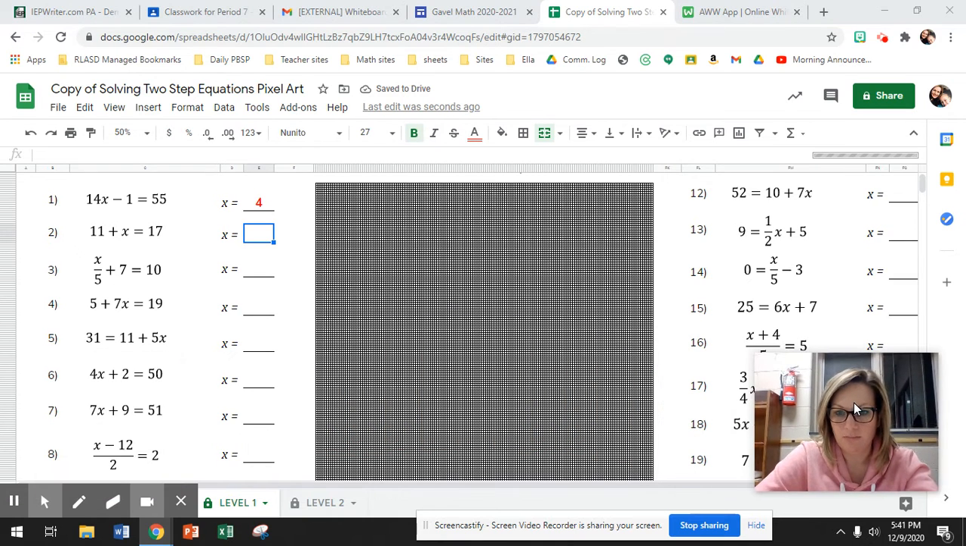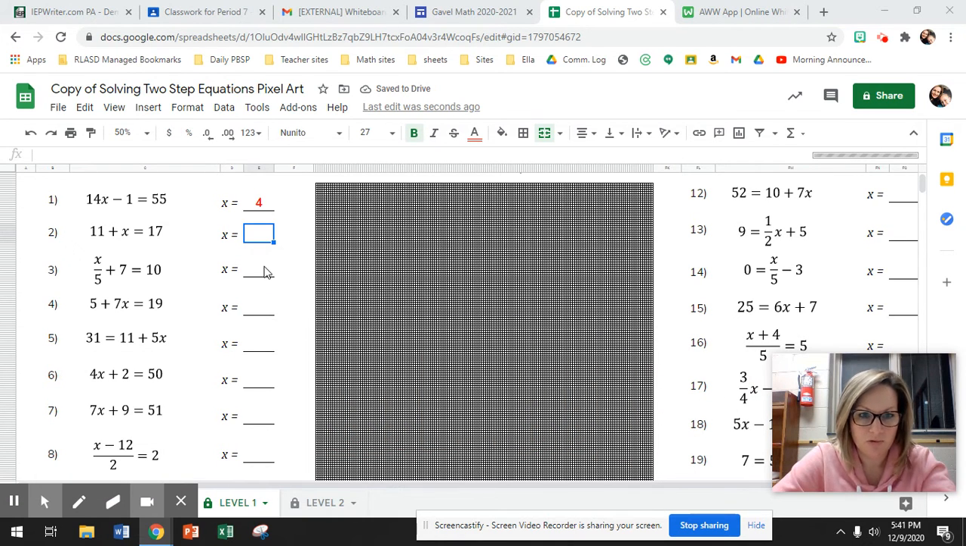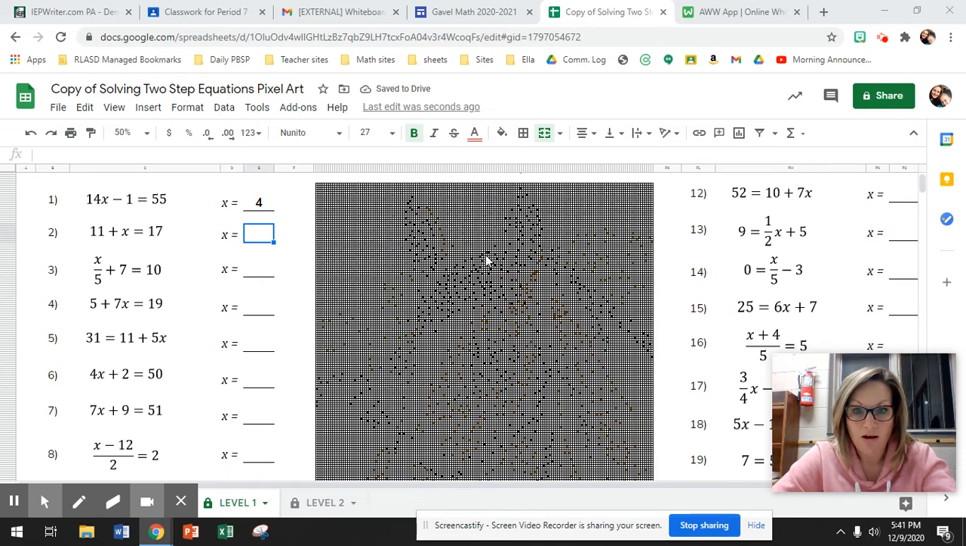I do want to go over some of these other ones that are a little more difficult. So, look, we're starting to get a picture. The next one, you're going to do the same exact way. You're going to minus 11 from both sides. So whatever 17 minus 11 is going to give you your answer. This one here, you need to subtract 7 from both sides.